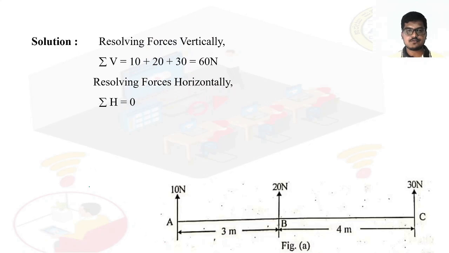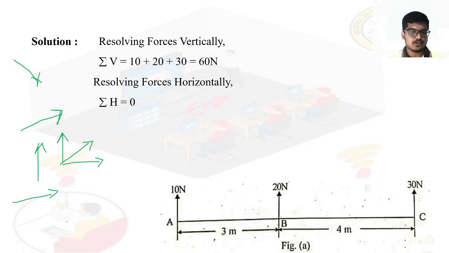So first we will resolve the forces vertically. So what are the vertical forces here? Another thing I need to tell you is, whenever you get an inclined force like this, or slightly like this, then what do you have to do? You have to resolve it into one horizontal and one vertical component. Whenever inclined forces are given, you have to resolve in horizontal and vertical.